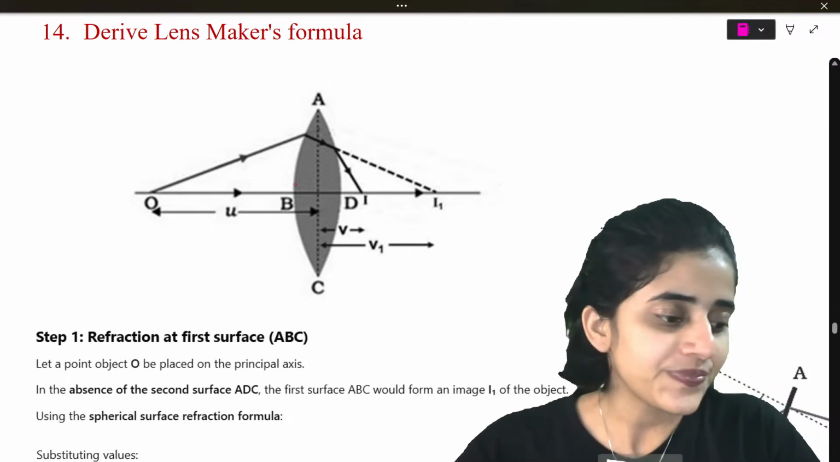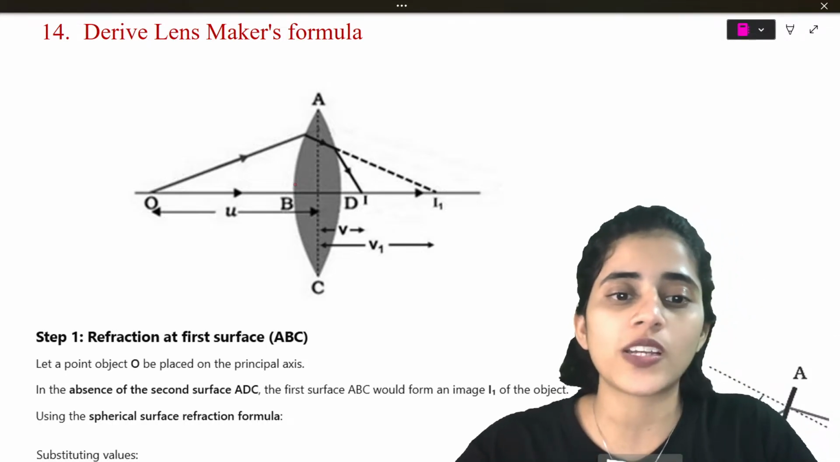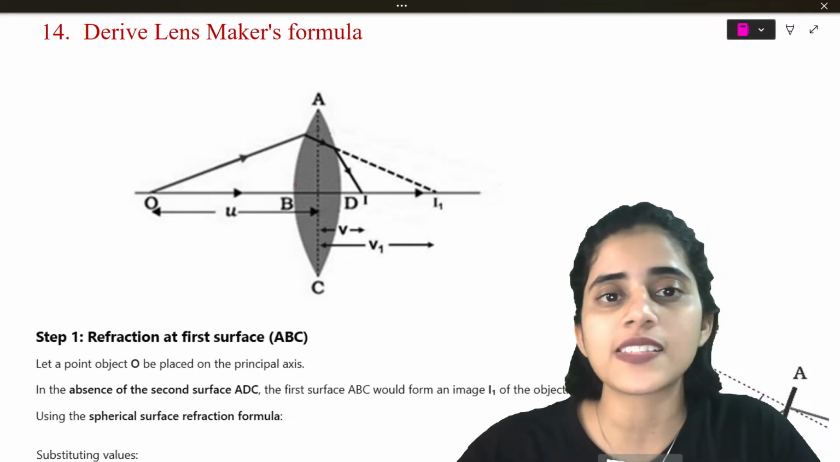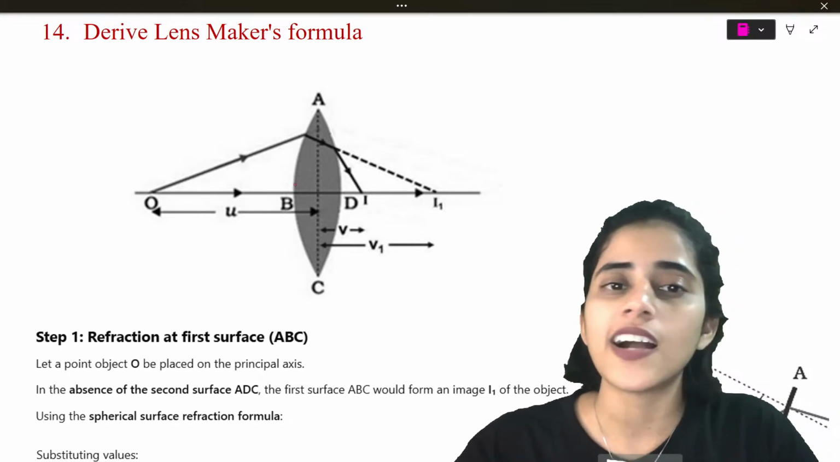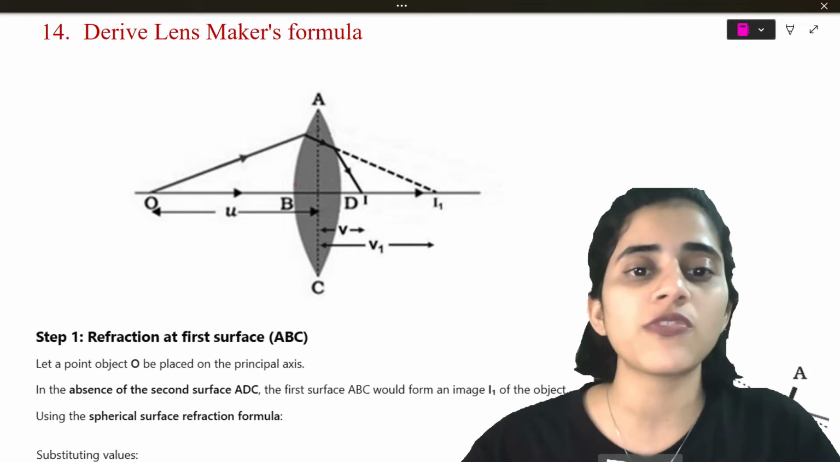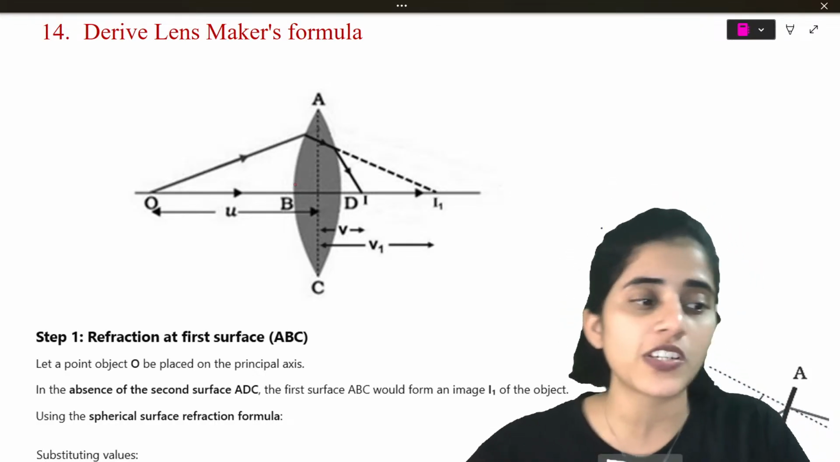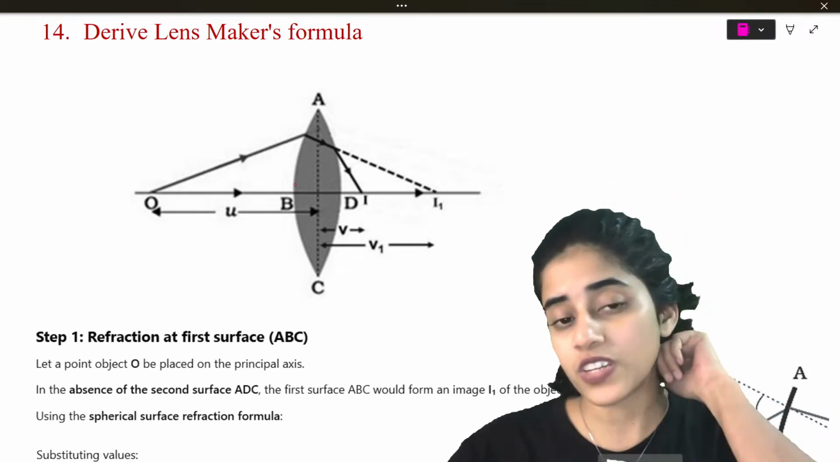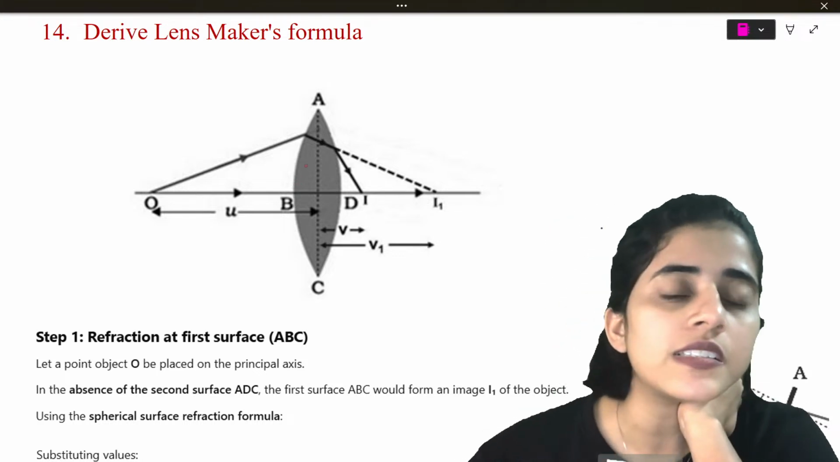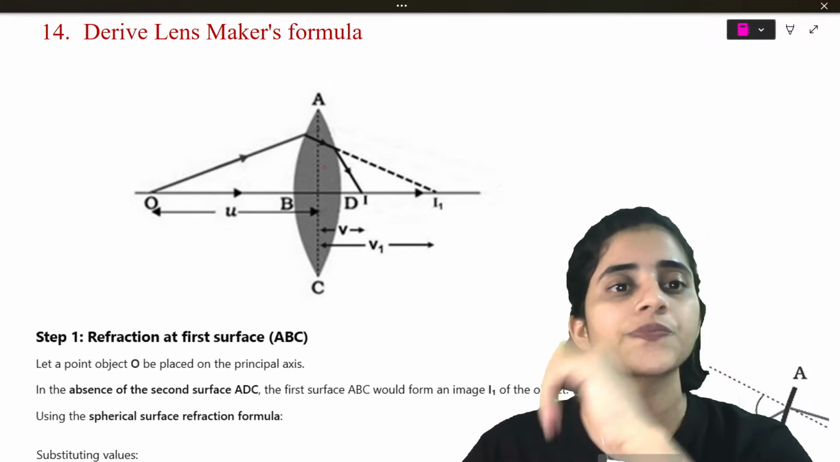Next is question. What is the question? Derive lens maker's formula. How do you derive lens maker's formula? First thing is you need to know the figure. Even for this question, the figure is very important. Figure is very important in questions like these. So how will you do that?